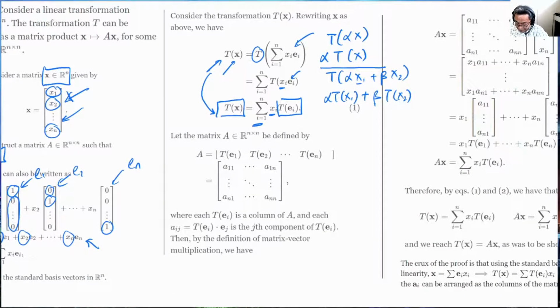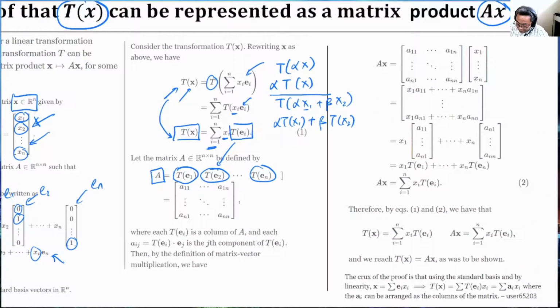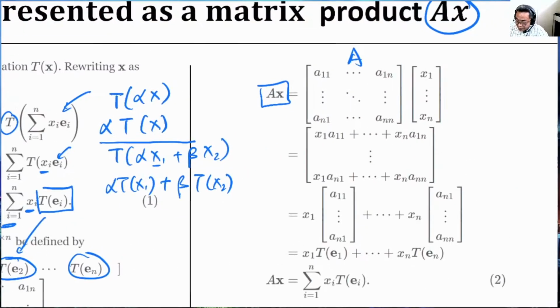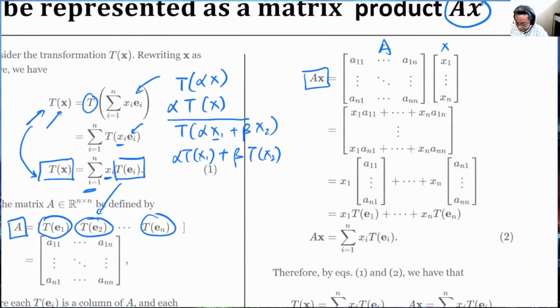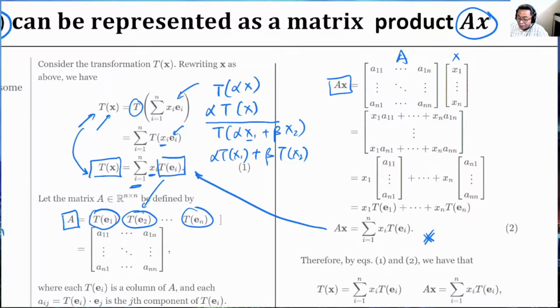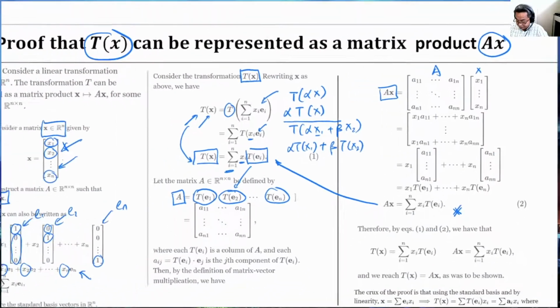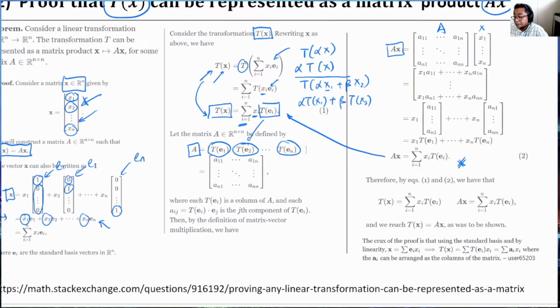Now, we can define the matrix A in this form, where each of the columns of A are these. Once we have this, when we multiply A with the column vector x, you will see that it is exactly this form, leading us to understand that A times x, with A defined this way, is the same as T of x. This is the proof. Thank you.